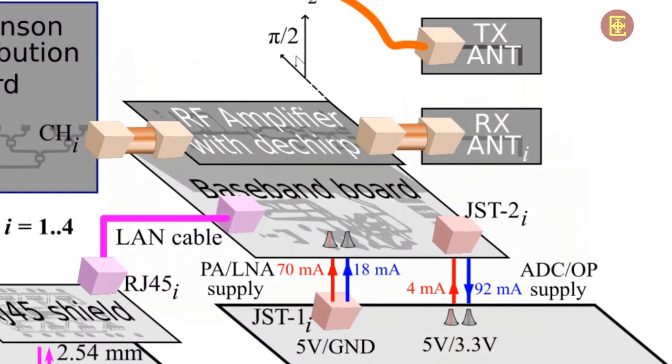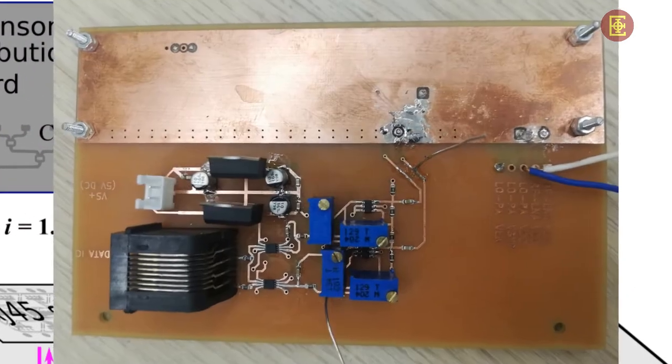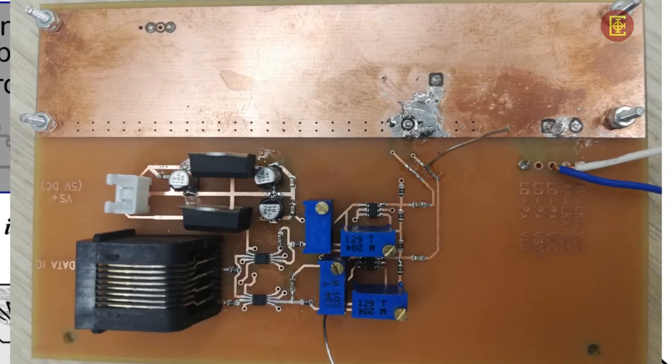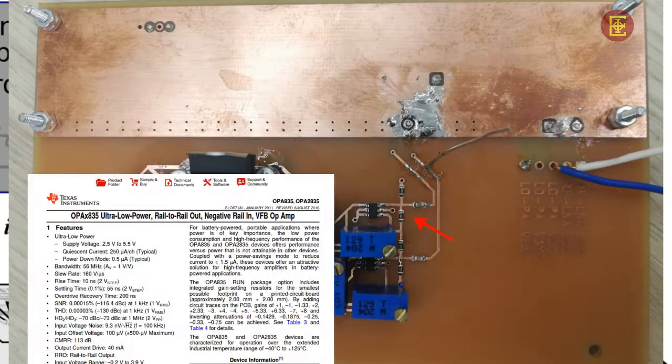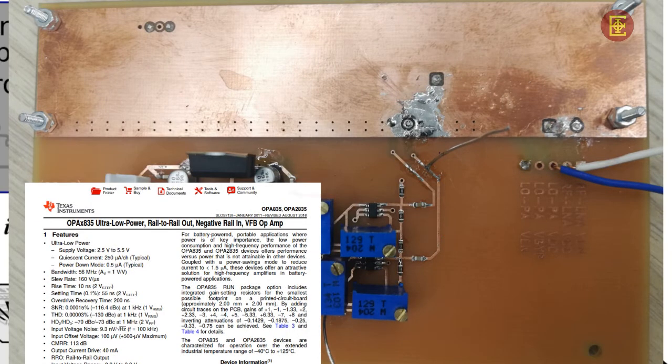After previously described down conversion, obtained low frequency analog IF signals are passed via 2.54 mm pin header connectors to the baseband board. The signals are then DC blocked, filtered, biased, and amplified. Filtering is achieved by a high pass RC filter with cutoff frequency of around 1 kHz. This also serves as a biasing network for the non-inverting pin of the operational amplifier, which is configured as a non-inverting amplifier.